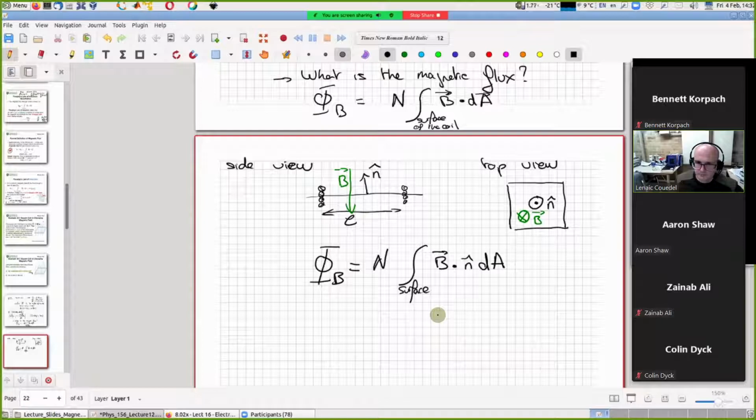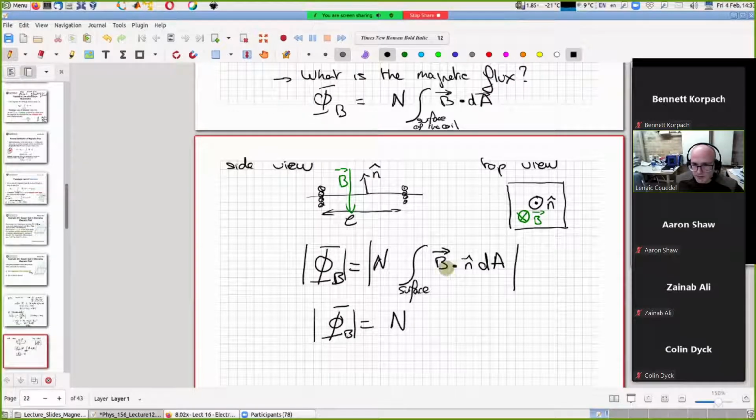Almost. You have to take into account that B is not a unit vector, so it will give you B basically. Okay. If we're just interested in the absolute value, we only get a positive quantity. So B scalar n hat is just B. And then we just have to calculate the integral of dA.